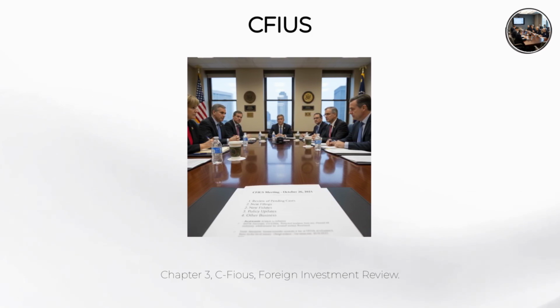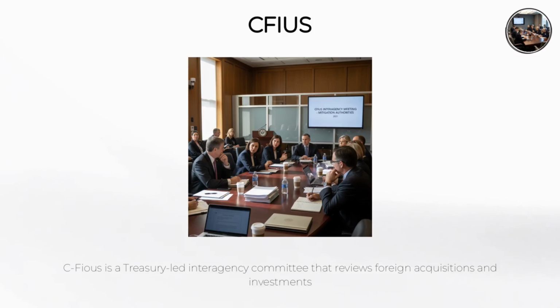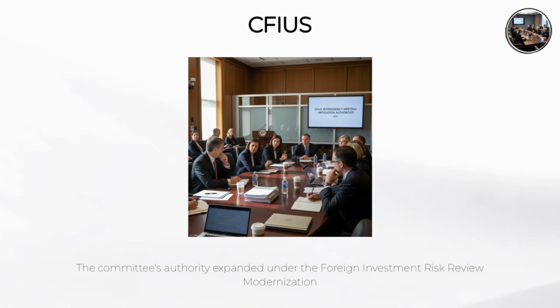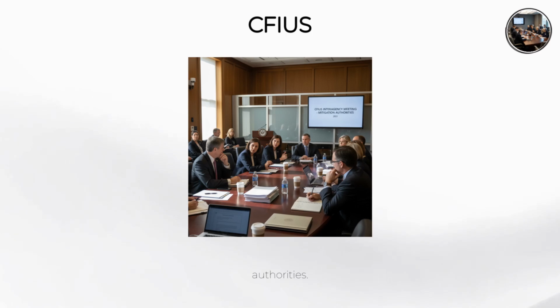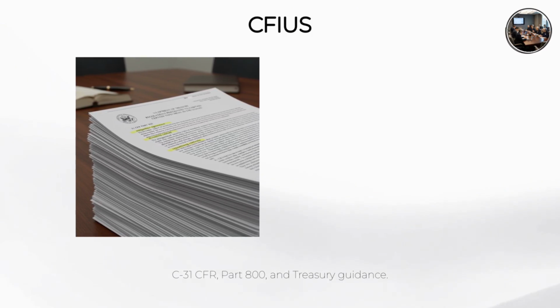Chapter 3, CFIUS, Foreign Investment Review. CFIUS is a Treasury-led interagency committee that reviews foreign acquisitions and investments for national security risk, focusing on access to controlled technology, sensitive data, or critical infrastructure. The committee's authority expanded under the Foreign Investment Risk Review Modernization Act and operates under Treasury regulations that define reviewable transactions and mitigation authorities. See 31 CFR Part 800 and Treasury guidance.